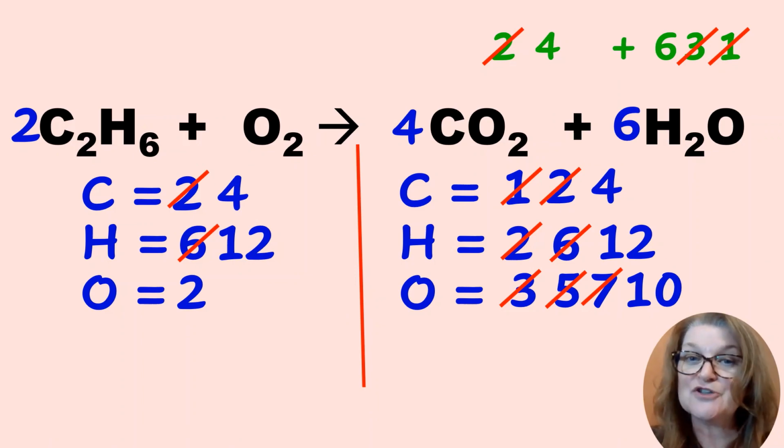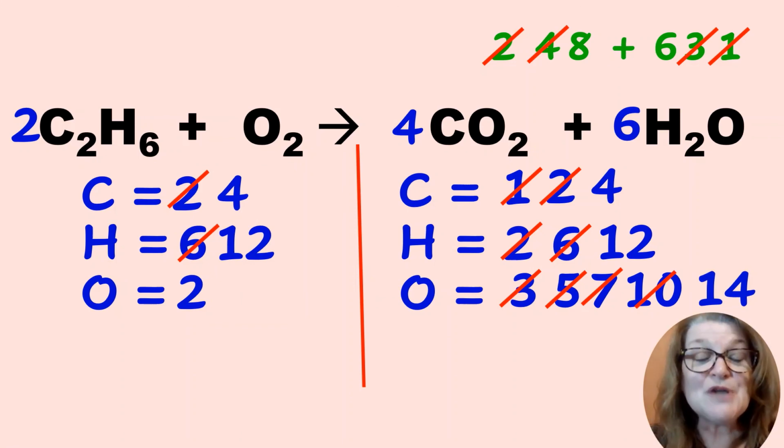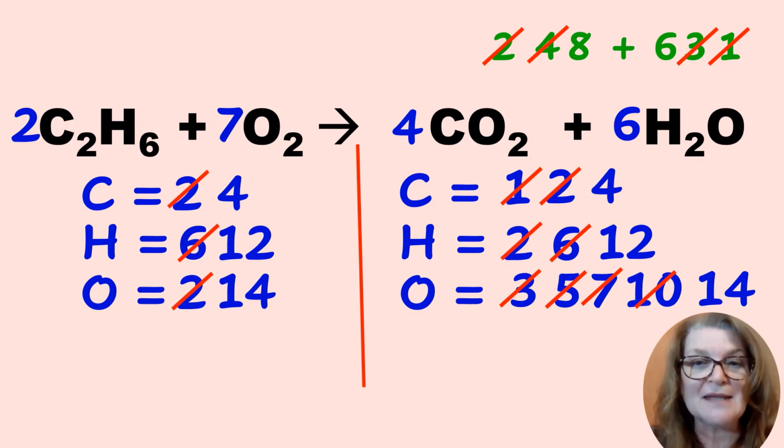But that also changed the number of oxygen again. So 4 times 2 is going to give us 8 oxygen from the carbon dioxide. And we need to add the 6 oxygen from the water to that. Now we have a total number of oxygen of 14. So now I see, if I go back to the reactant side one more time, that there's only 2 oxygen. I need to make it 14. So I'm going to multiply it by 7. I'm going to put a coefficient of 7 with the oxygen. And now the reaction is balanced.